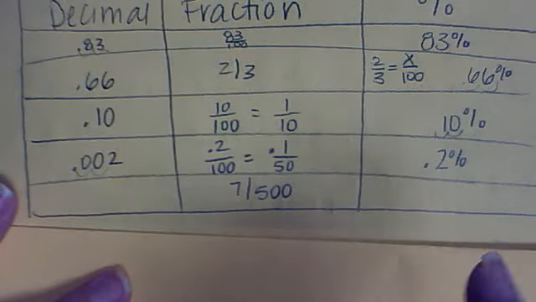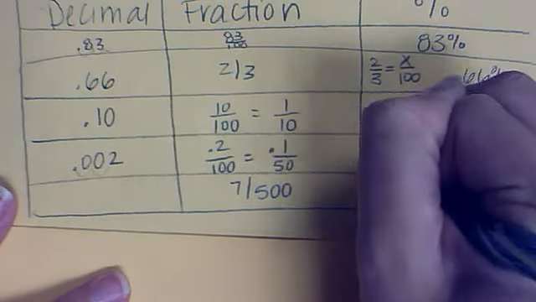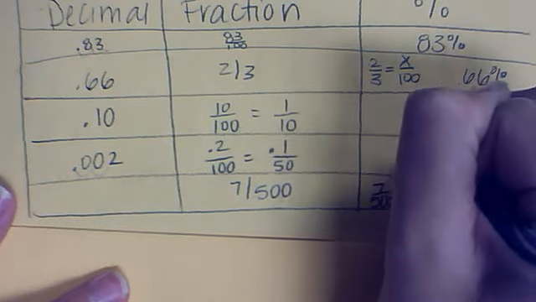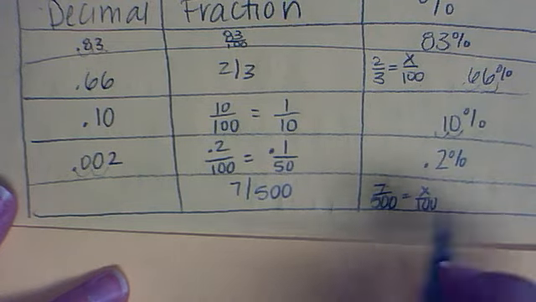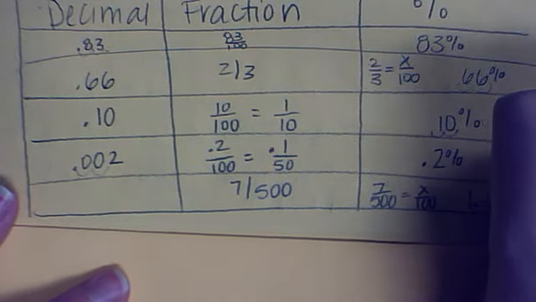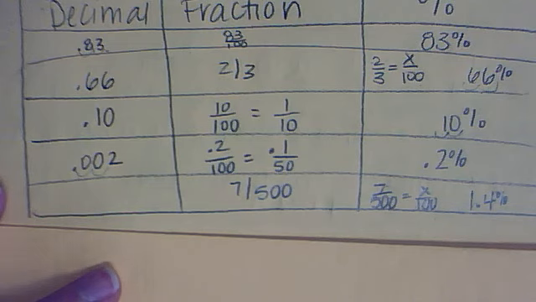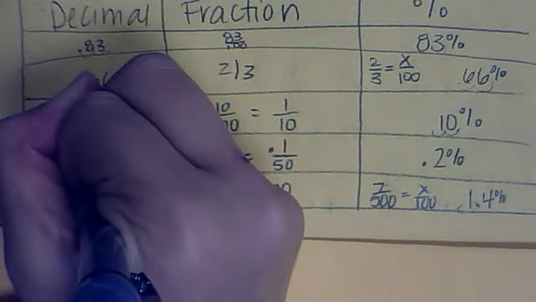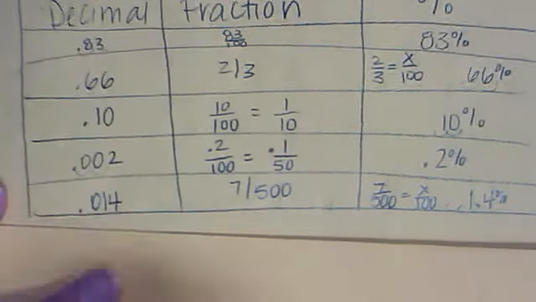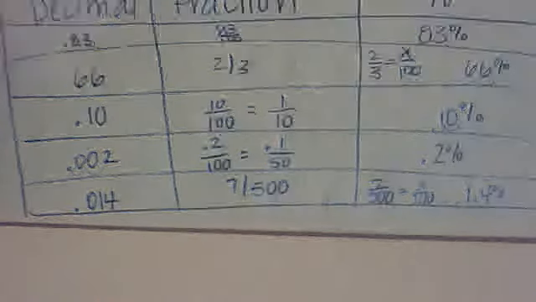The last one, 7/500, if we want to make that into a percentage, we do 7/500 equals x over 100. 7 times 100 is 700, divided by 500 is 1.4%. And finally, if we want to make that a decimal, we move it over 2 places, and it's 0.014. That's the decimal. Okay, that's it for conversion.